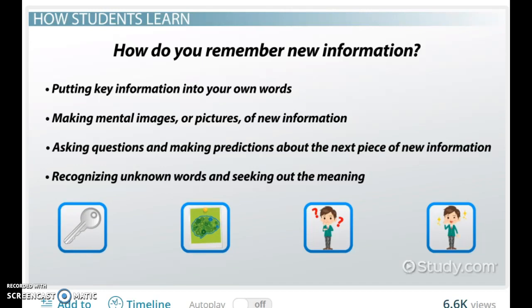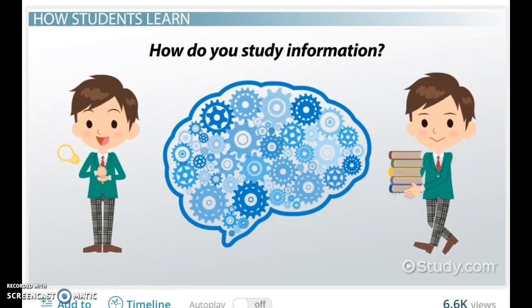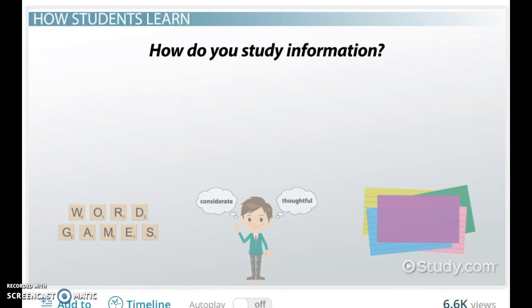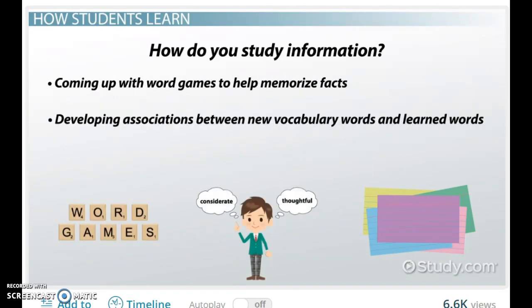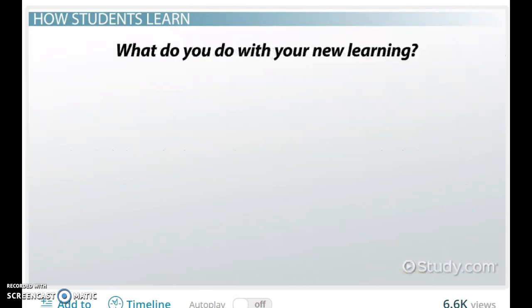Our second strategy is framed by the question, how do you study information? Once information has been initially stored in the brain, active learners utilize a separate set of techniques that help push the surface knowledge to long-term memory. Strategies for study are coming up with word games to help memorize facts, developing associations between new vocabulary words and learned words, using the information in more than one way, such as making index cards from notes or making a web of new data.